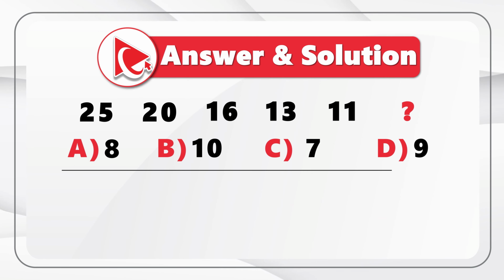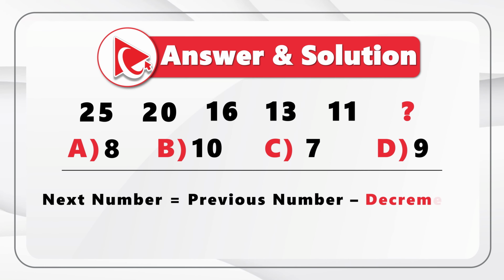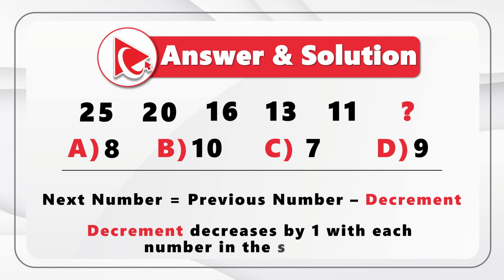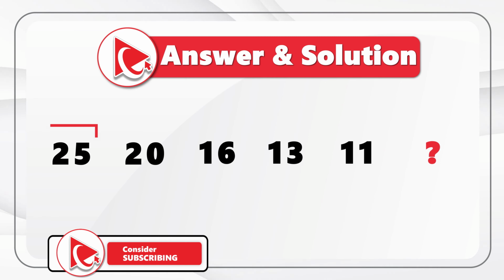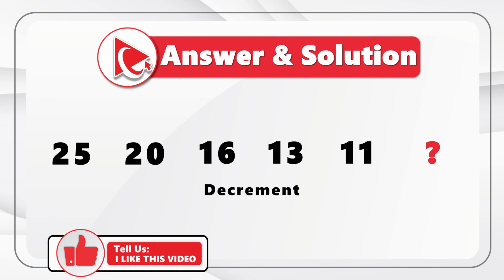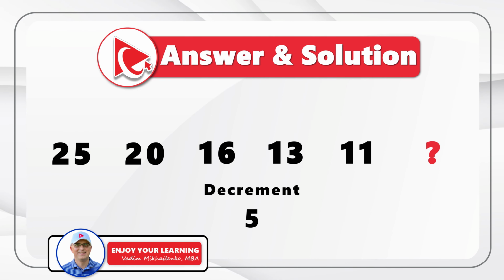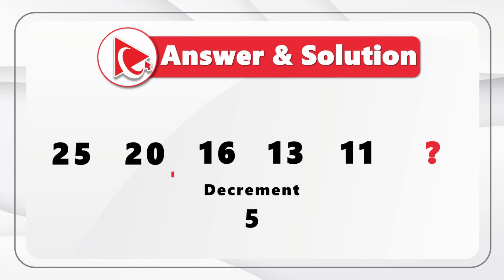Here we have a concept of decrement. And the pattern is that the next number is calculated as previous number minus decrement. And decrement increases by 1 with each number in the sequence. Let's take a close look. Our first number in the sequence is 25. And our first initial decrement is minus 5. 25 minus 5 equals 20. And this is how we come to the second number.